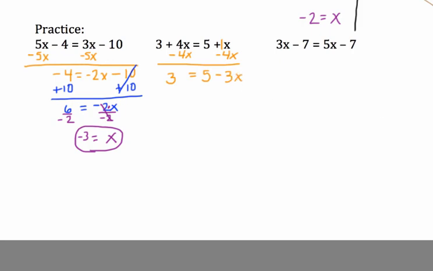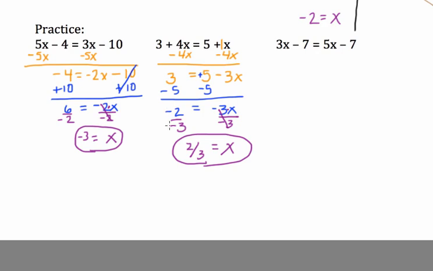So I want to undo what's been done to the x. Go to the side with the x. To undo adding 5, I subtract 5. Think money. My final undo step, to undo timesing by negative 3, I want to divide by negative 3. X equals 2/3. Negative divided by a negative is a positive.